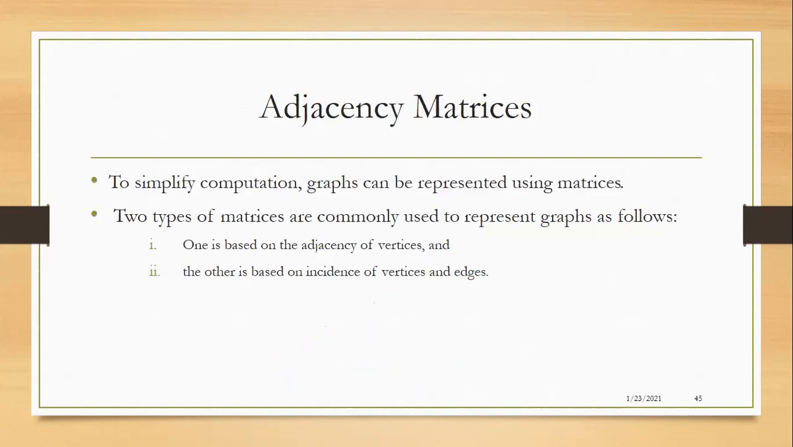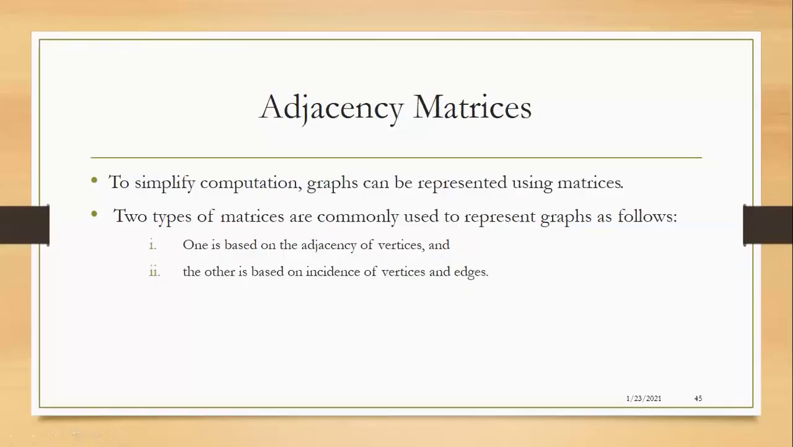Now the next concept is adjacency matrices. To simplify computation, graphs can be represented using matrices. Two types of matrices are commonly used to represent graphs, and they are as follows. One is based on the adjacency of vertices and the other is based on the incidence of vertices and edges.